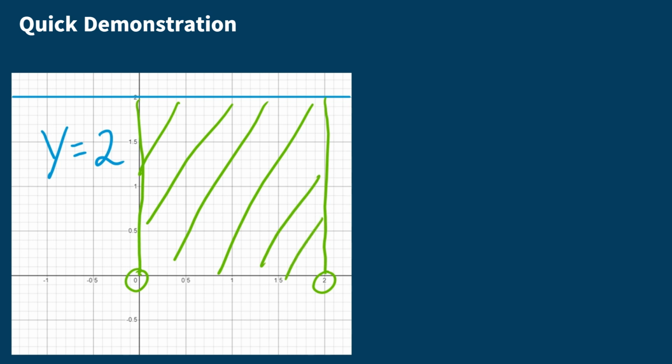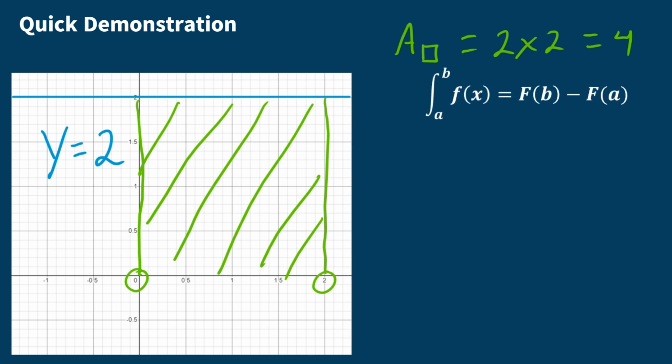We know this is just a square, and the area of a square is simply length times width, which in this case would be 2 times 2, which is equal to 4. What the fundamental theorem of calculus says is that we can also find the area under a curve by using it. Here is the fundamental theorem.